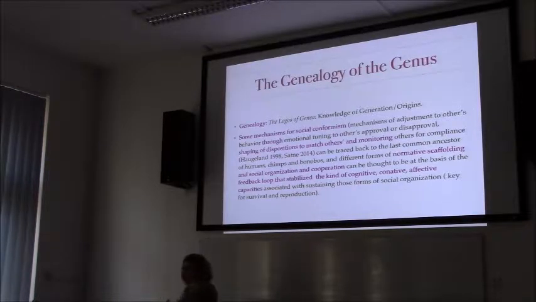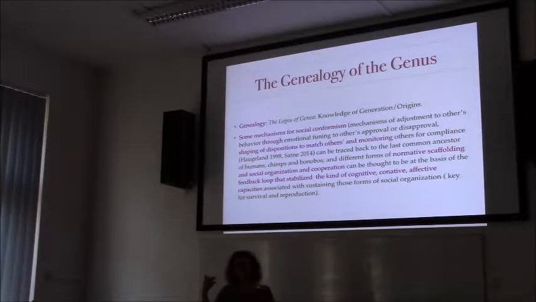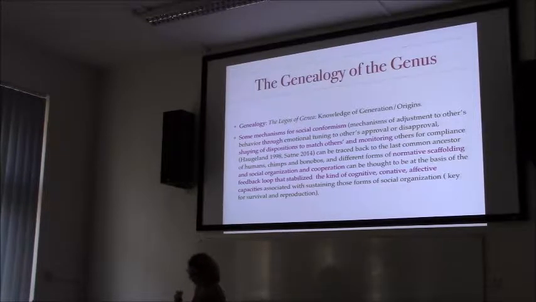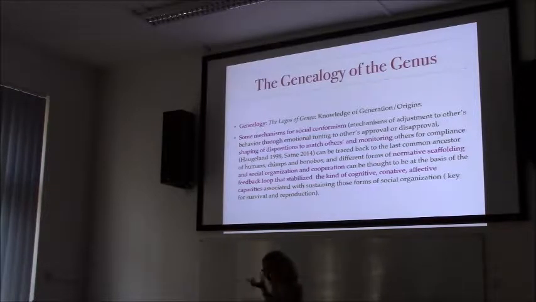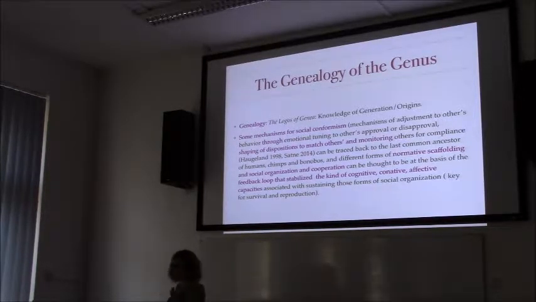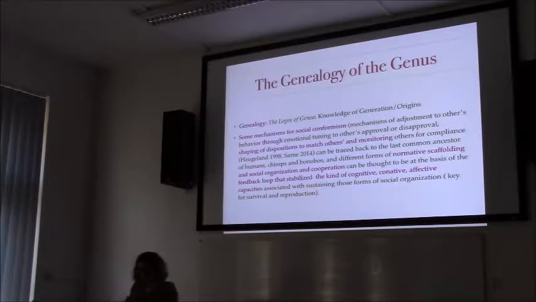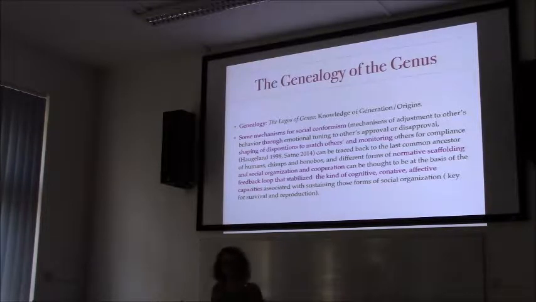Yet, there are different forms of normative scaffolding and social organization and cooperation that are characteristic of each of these forms of life. And we can think that these stabilize through feedback loops that give rise to special cognitive and affective capacities, and that each set of capacities sustains and stabilizes different forms of social organization, in the case of chimps, in the case of bonobos, in the case of humans, and that these forms of social organization were key for survival and reproduction.